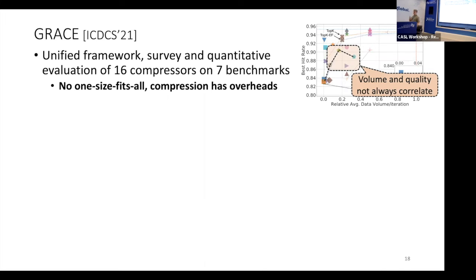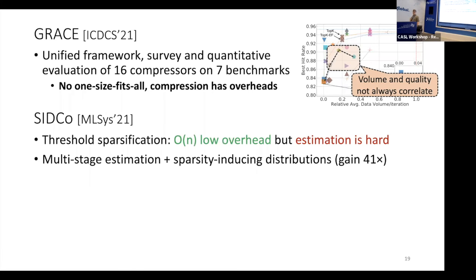We found that essentially there is no one-size-fits-all solution that tells you this compression method is best overall. And the other finding is that compression indeed has its own overheads, and we need to be aware of those overheads in order to really gain in terms of throughput speedup when using compression. So based on that insight, we worked on a method that builds upon threshold-based classification, which has O(n) complexity theoretically, so it's very low overhead.